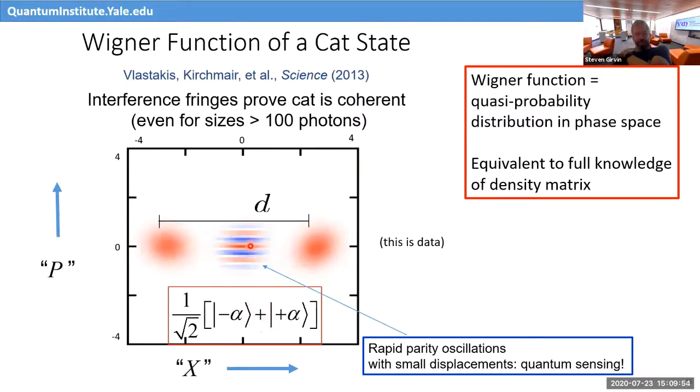So this is very interesting for quantum sensing purposes. If you wanted to measure displacements of the electromagnetic field by amounts which are much smaller than the zero point uncertainty of the electric field, this would be a clever quantum sensing way to do that.